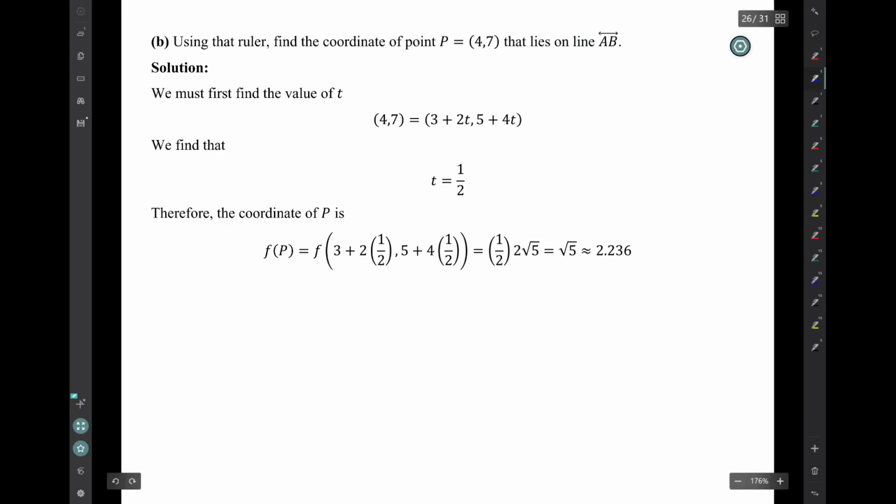Now using that ruler, let's find the coordinates of point P that lies on that line. Well, first of all, we have to find the value of t. Since P lies on that line, P must be of the form 3 plus 2t, 5 plus 4t. That's from earlier when we described that line using vectors and we arrived at that parametric description of the line.